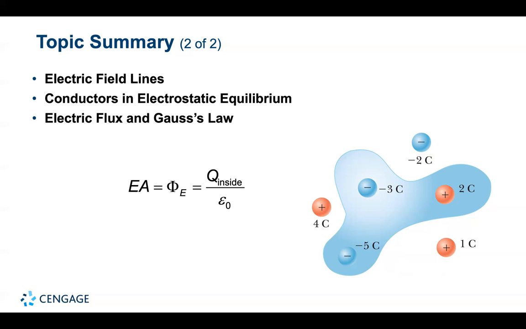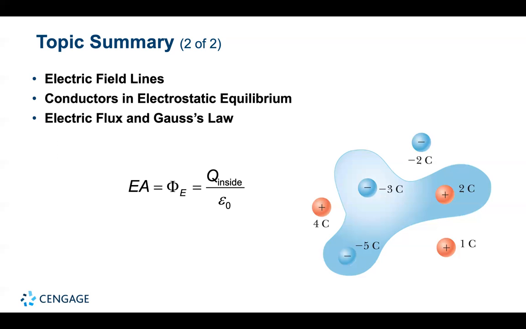For conductors in electrostatic equilibrium, a conductor in electrostatic equilibrium has the following properties. Number one, the electric field is zero everywhere inside the conducting material. Number two, any excess charge on an isolated conductor must reside entirely on the surface. Number three, the electric field just outside a charged conductor is perpendicular to the conductor's surface. And number four, on any irregularly shaped conductor, charge accumulates where the radius of curvature of the surface is smallest, at a sharp point.